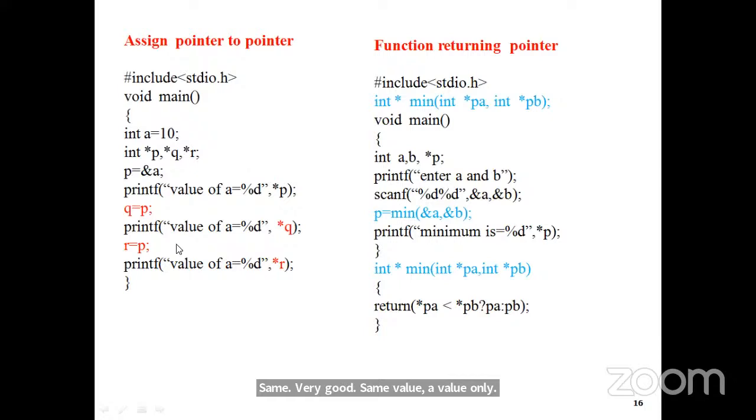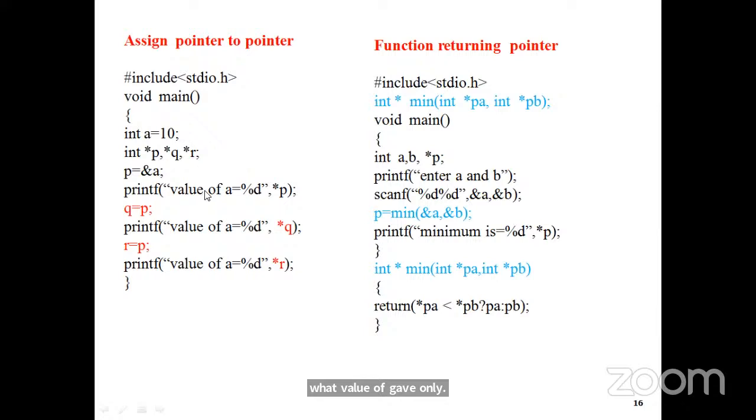And suppose r equal to p. Again there is a P, and P means the same thing. P is at 2000 location, suppose. In P, what is there? Address of A. The same address of A will be copied into R also. So now printf value of %d, *r means it is also the value of A only.